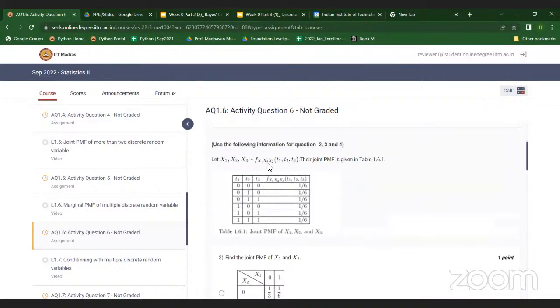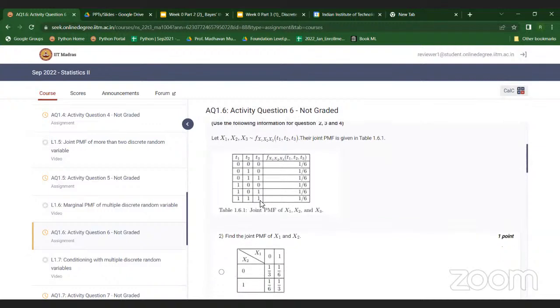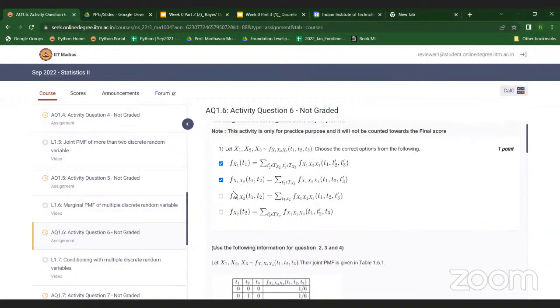So we'll move on to this second problem. We have here three random variables, and this joint PMF is given. You could check that the sum of the joint PMF should be equal to 1. And here, can someone tell me, I'll be finding this fx1 x2, the joint distribution of x1, x2. The sum of the probabilities of x1, x2, will it be equal to 1 or not?